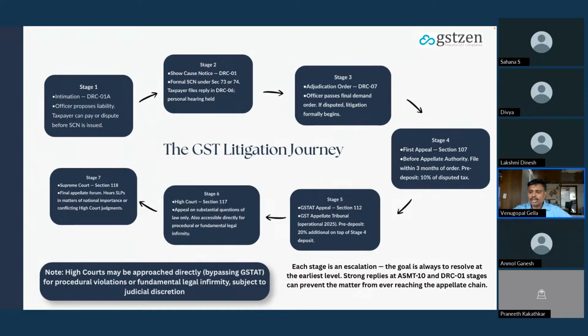Anmol is going to walk us through live how GST Zen is going to solve this. And this is the journey of the litigation for everyone. It can originate at any stage. It is not necessary that it originates from stage 1 and goes to stage 7. It can originate from the middle of the case. Next, it can conclude at any stage. Certain things can originate at stage 1 and die at stage 1 also.